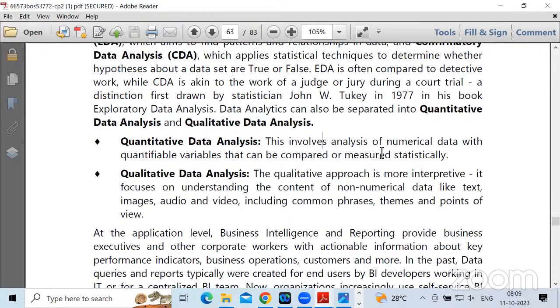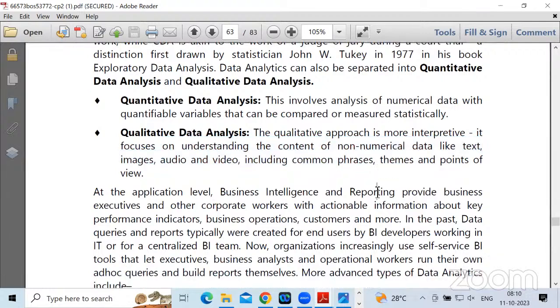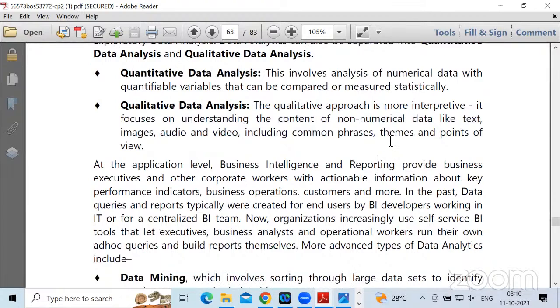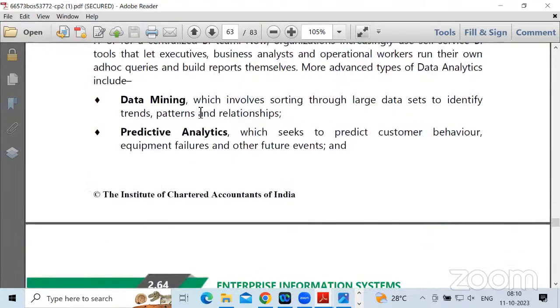And quantitative and qualitative. What is quantitative? Numerical data. What is qualitative? It is focusing on understanding the non-numerical data like text, images, audio, video, including common phrases, themes, and points of view. So on Facebook, you say happy birthday. Many people laughing, balloon, cake, etc. So qualitative data analysis: how many people have expressed their interest.